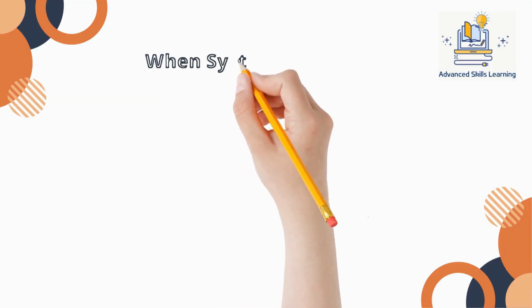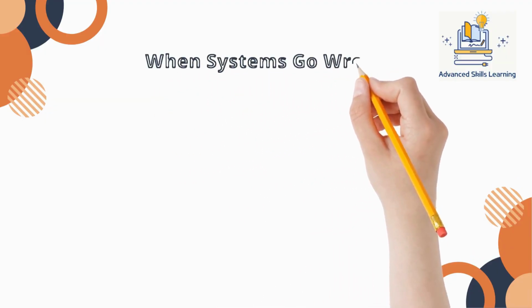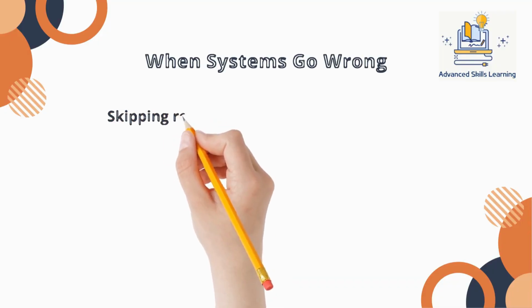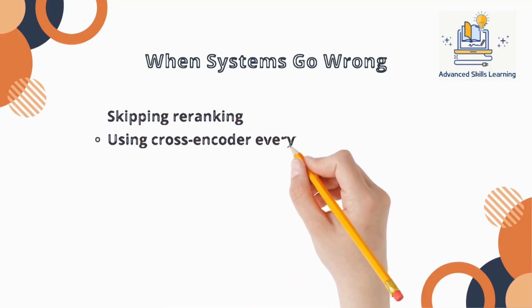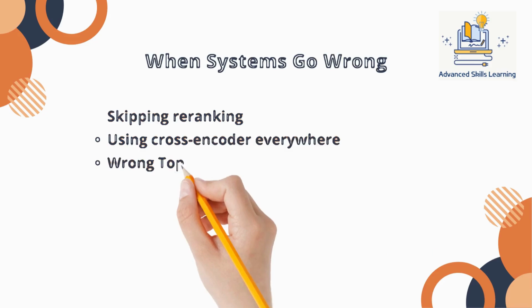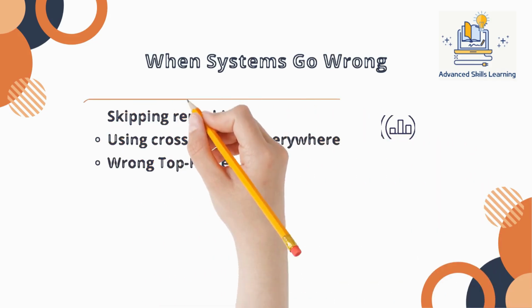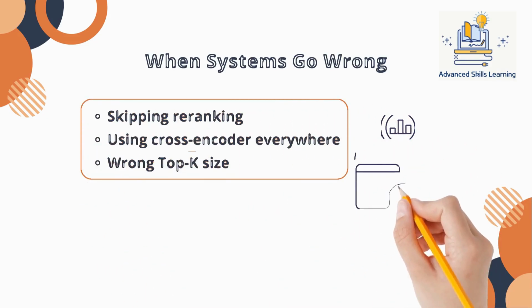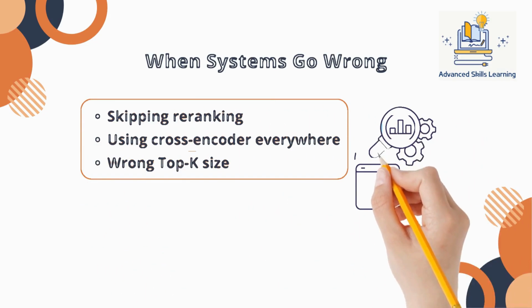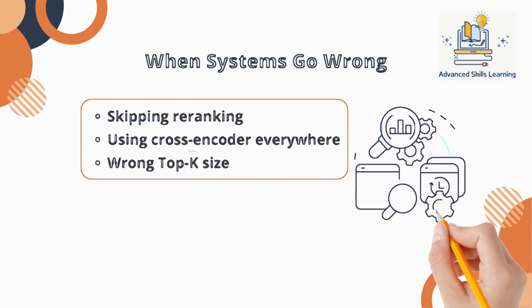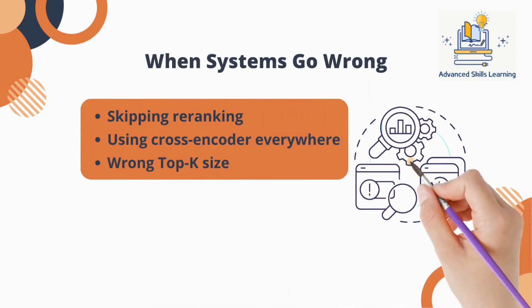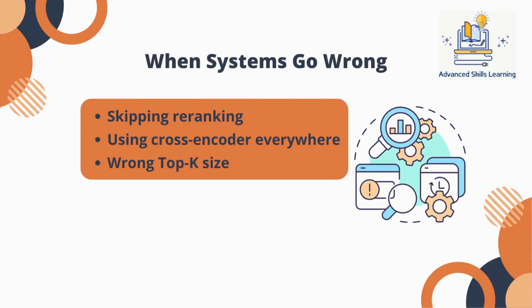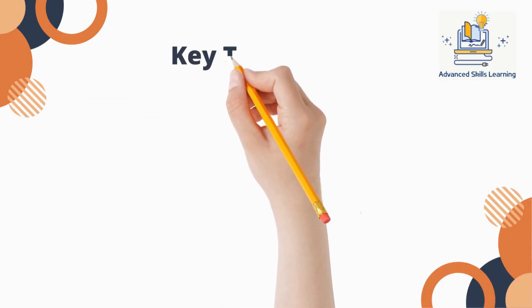Many systems fail not because retrieval is bad, but because reranking is missing or misused. Some teams skip reranking entirely, trusting raw similarity scores. Others overuse cross-encoders, applying them too early and creating latency issues. Another common mistake is choosing the wrong candidate size for reranking. Too small, and you miss relevant documents. Too large, and your system slows down unnecessarily. These decisions directly impact both quality and performance.